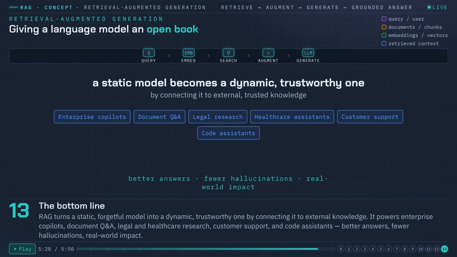To sum it up, RAG turns a static, forgetful model into a dynamic and trustworthy one, simply by connecting it to external knowledge. It already powers enterprise copilots, document Q&A, legal and healthcare research, customer support, and code assistance. Better answers, fewer hallucinations, and real-world impact.